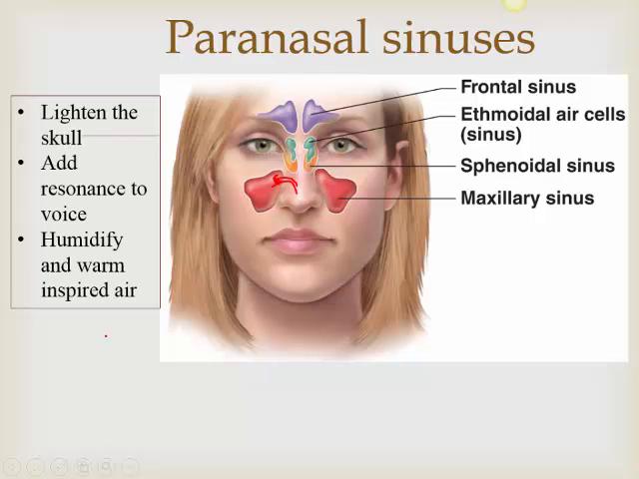And the four bones which have these paranasal sinuses are the frontal, the ethmoidal, the sphenoidal, and the maxillary. So these are the four bones which have paranasal sinuses.